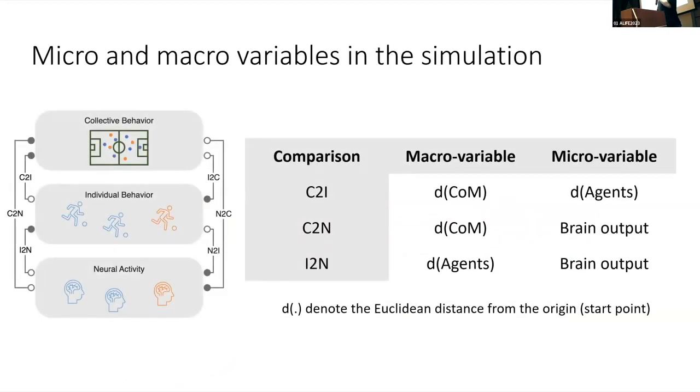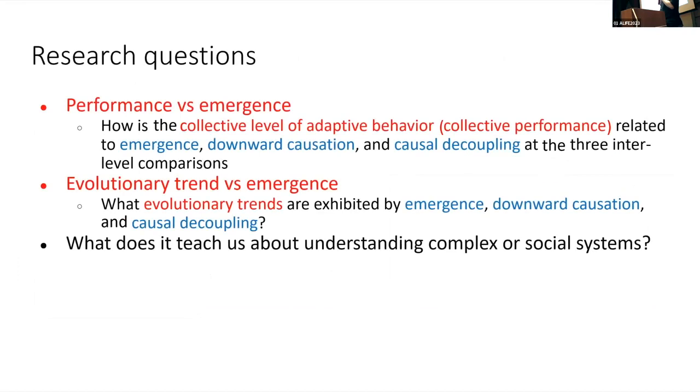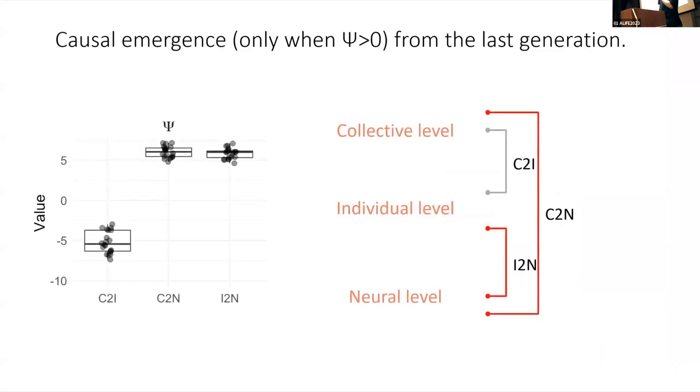Okay, so now, because we already have all the variables, we can compare, taking one as a macro and the other as micro. So we have three comparisons, and there are two important things we want to see. One is the performance and emergence relationship, and the other is how evolution changed the emergence.